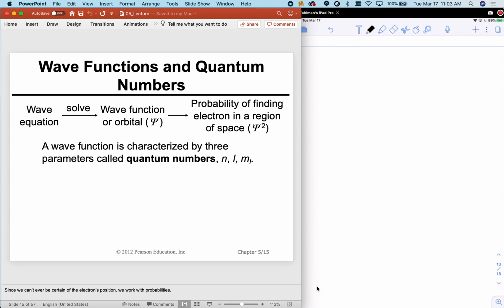Continue what we were talking about yesterday. And so that is quantum numbers.